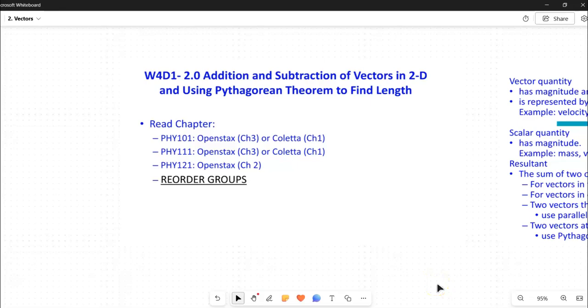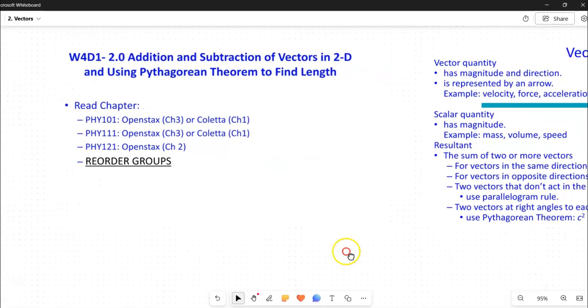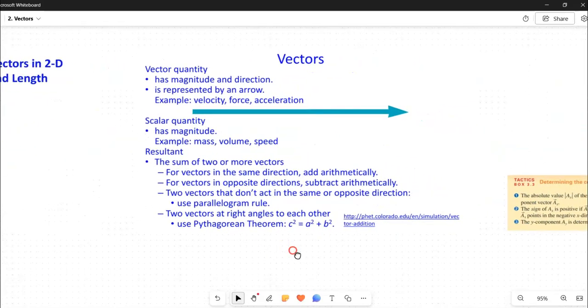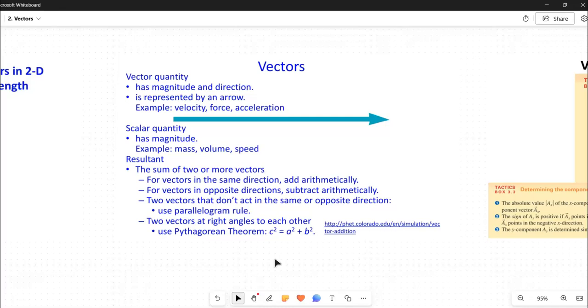Hi everybody, this is Jim Corkins, and we are continuing on with kinematics, and we're going to move into two-dimensional kinematics. But before we do that, I would like to review vectors with you. If you haven't done the reading, please do so. Those readings are indicated in Canvas, okay?